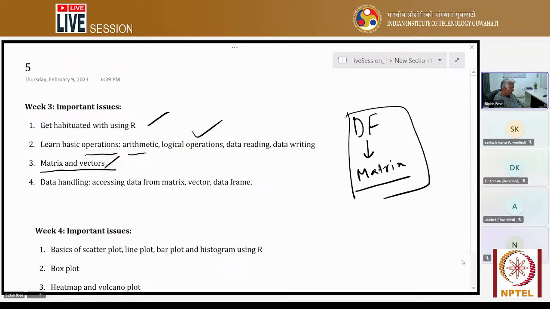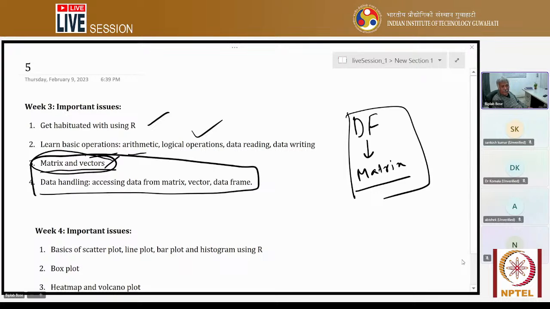You can consider the content related to matrix and vector in week 3 as just supplementing what you are learning in week 2 in linear algebra, right? So these points 3 and 4, matrix and vector and handling matrix and vector, are very critical.